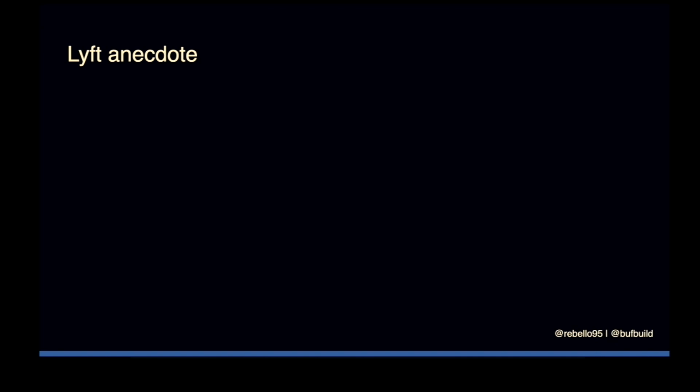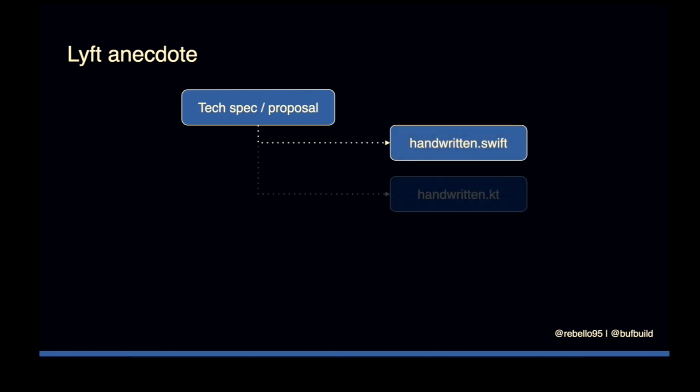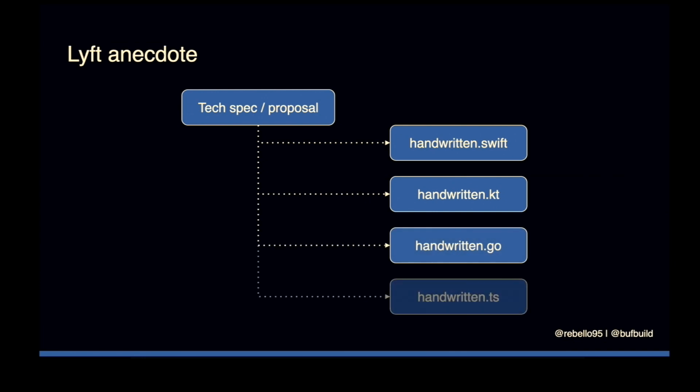So going back to our previous workflow, Lyft had something very similar to what I mentioned before, where we'd start out with a tech spec. Usually this lived in Google Docs. Once the basics were decided on, we would have 3 or 4 different engineers go out and actually handwrite these clients. So we'd basically have the same API implemented 3 to 4 different times by different engineers in Swift, Kotlin, Go. Maybe you have a front end as well, so TypeScript.